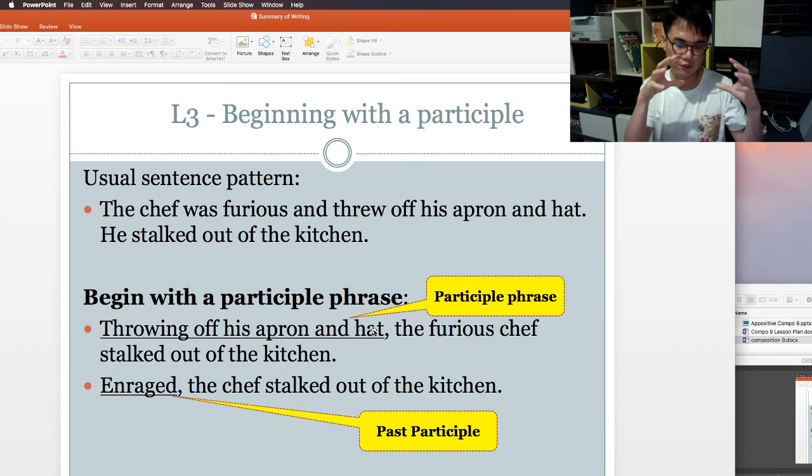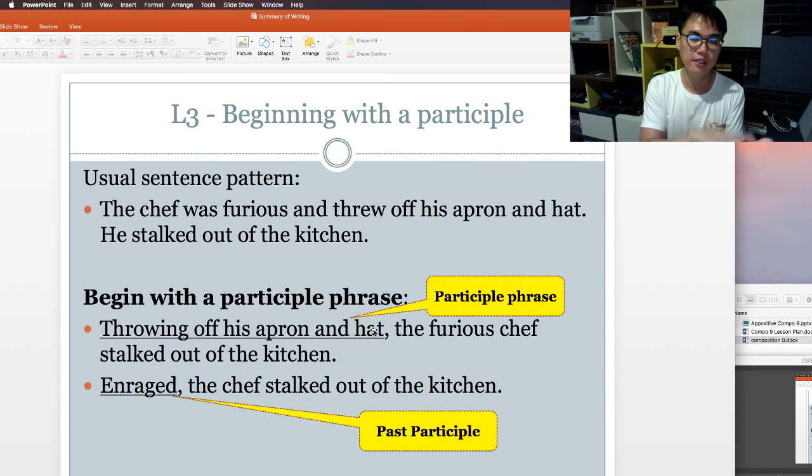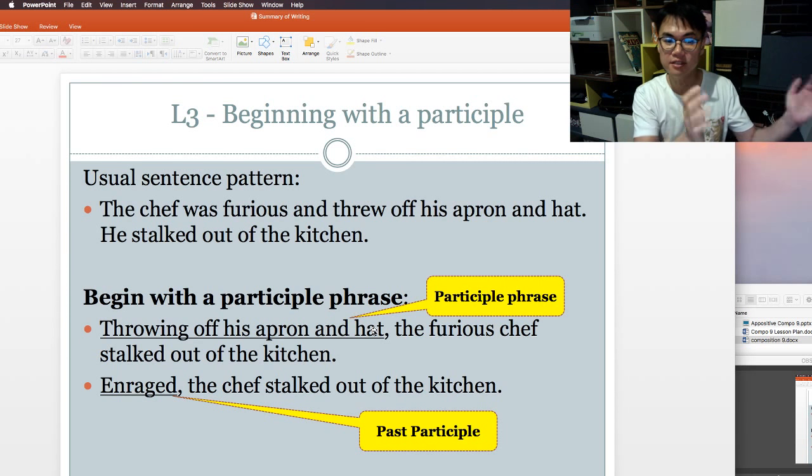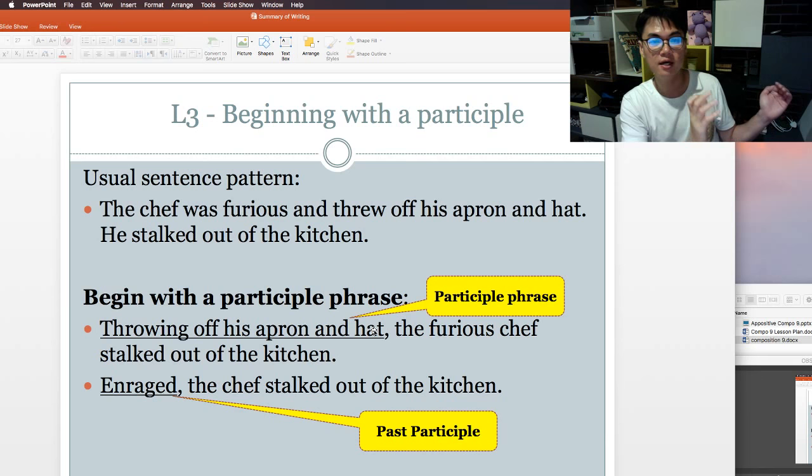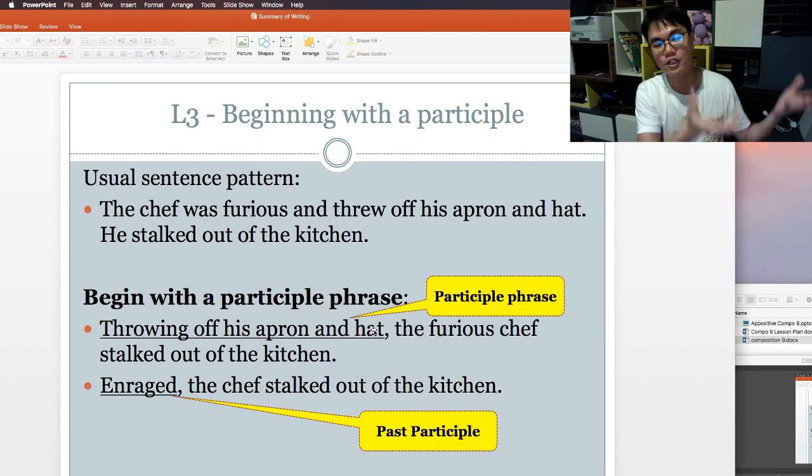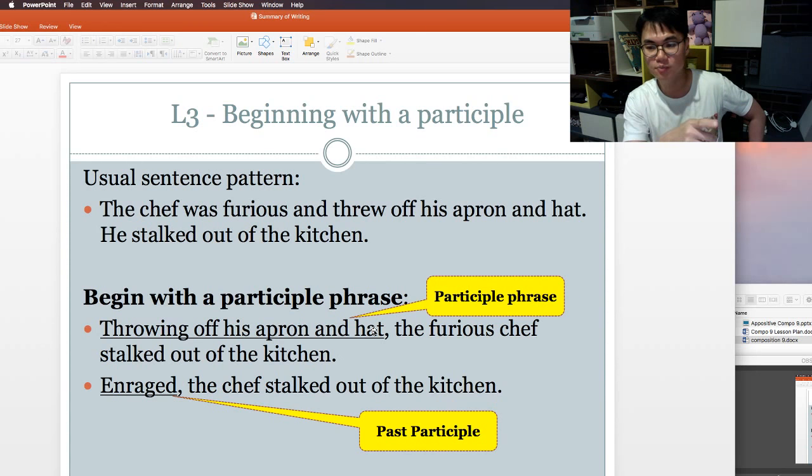That puts the spotlight, the focus in the sentence, on the action and not on the subject, not the chef, but on his act of throwing off his apron and hat. So this technique helps us to highlight the action that is happening, all right? The past participle, in this case, is enraged. It's in the past. And throwing is the present participle, all right?